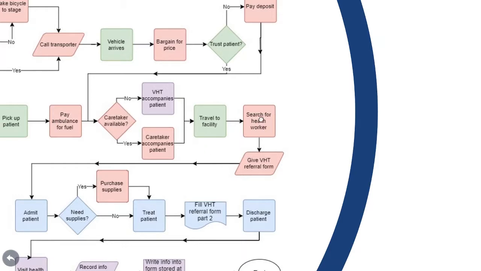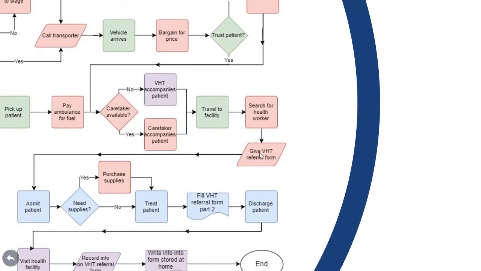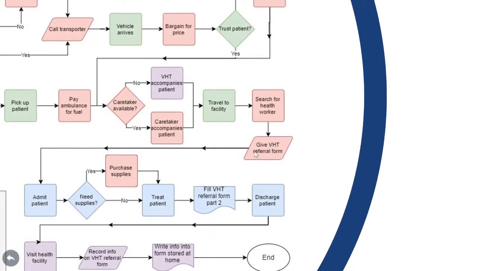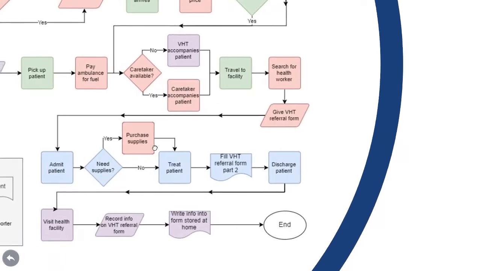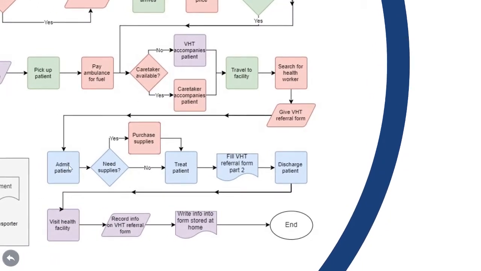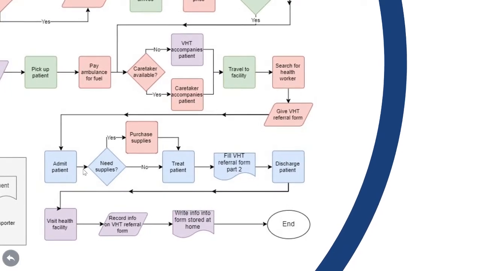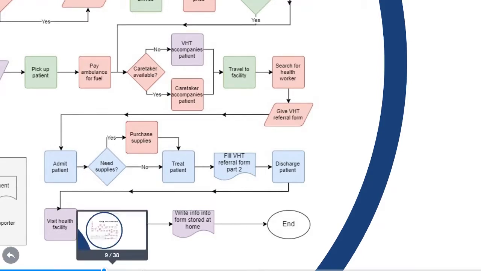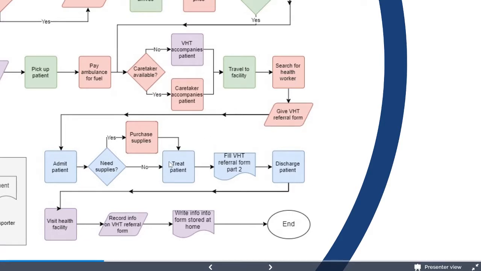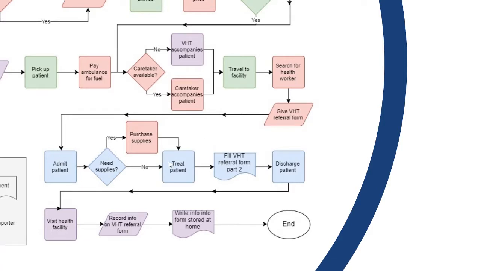And then once they reach the facility, they would have to search for a health worker. In an ideal world, the patient or the VHT would give the health worker that VHT referral form, so the health worker has some background on the patient. They would then admit the patient. And that's where we thought it would stop, but these following processes were a big part of what they said were involved in emergency transportation.